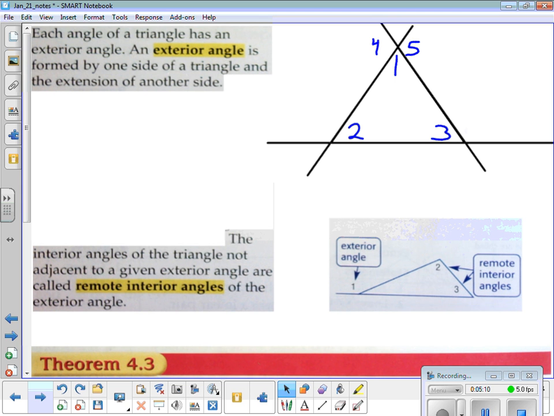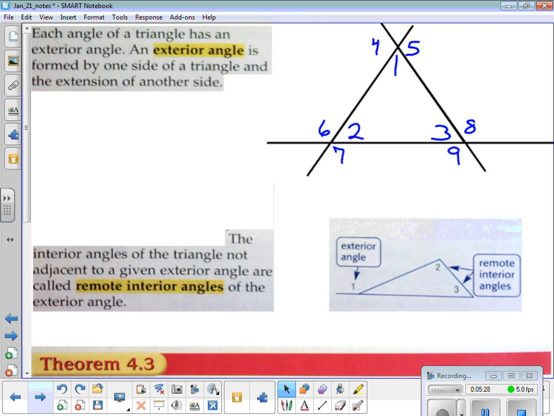The 5 is an exterior angle to angle 1. For angle 2 here, angle 6 and angle 7 are exterior angles. They're outside the triangle. They're a linear pair with an angle inside the triangle. They're made by the extension of the side. So for angle 3, it's angles 8 and 9.